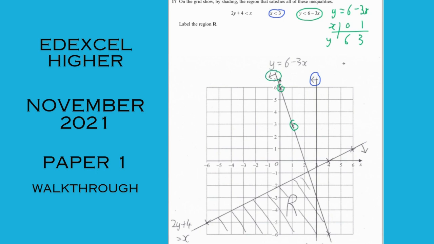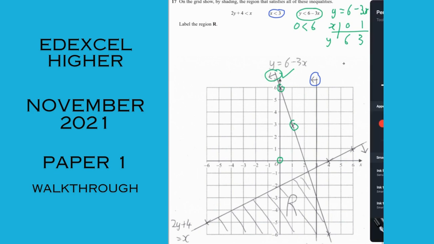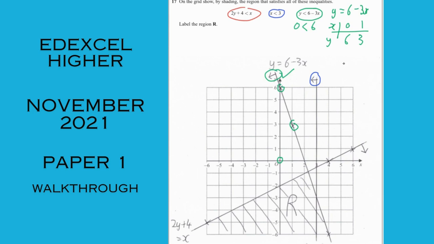Why? Well, because if you pick a test coordinate, 0, 0 is the best. Sub it in. So replace in your formula up here, replace y with 0, replace x with 0. 0 is less than 6. That's a correct statement. So 0, 0 is in the region which I want. Bosh, that's definitely correct. Same sort of logic for this one over here.